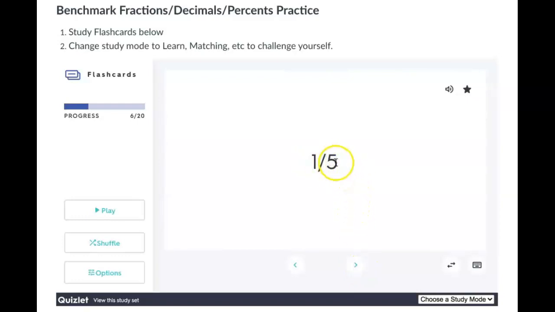1/5. So if we think about one thing cut into 5 pieces, what number times 5 is equivalent to 100, and how does that help us figure out what 1/5 is? Go ahead and divide 1 by the number 5 if you don't know what the decimal will be for this. That is going to be 20 hundredths, and that's the same as 20%. 5 times 20 is 100, so that's where that comes from.